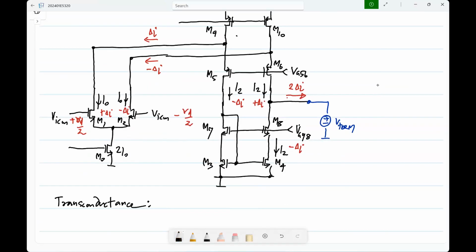Because what you can see is that the current coming out is 2 delta I, and delta I is nothing but GM times VD by 2. So the transconductance is the same as the simple single stage op-amp or the telescopic cascode op-amp.